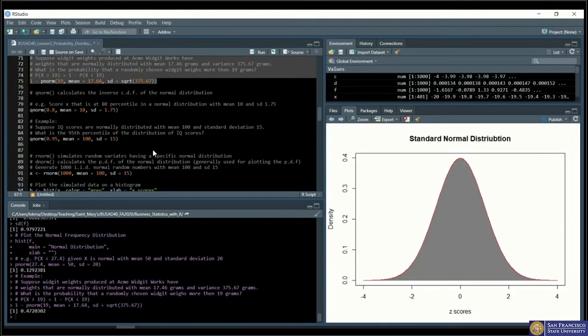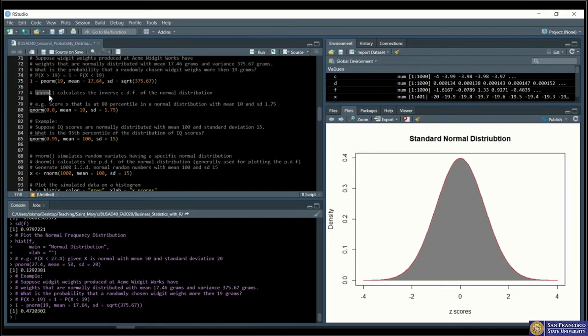Well, now we have other norm functions that we can discuss here. Another norm function is called the Q norm function. The Q norm function is basically the reverse of the P norm function. So what does it mean? The Q norm function calculates and returns the inverse of the cumulative distribution function of normal distributions.